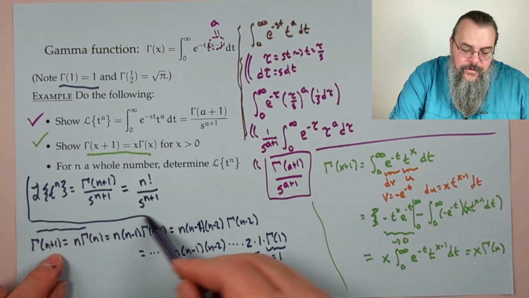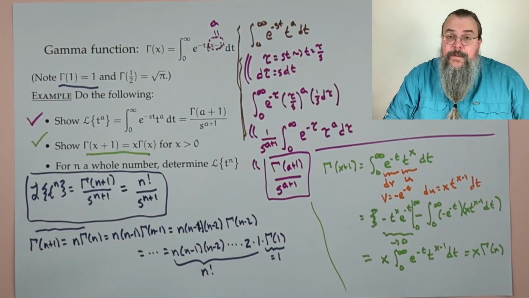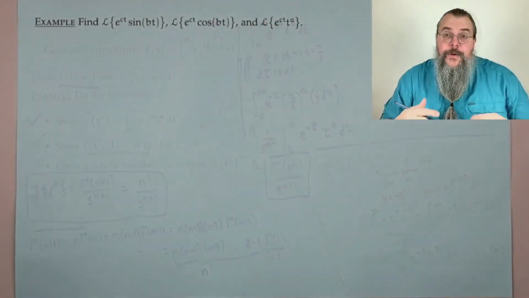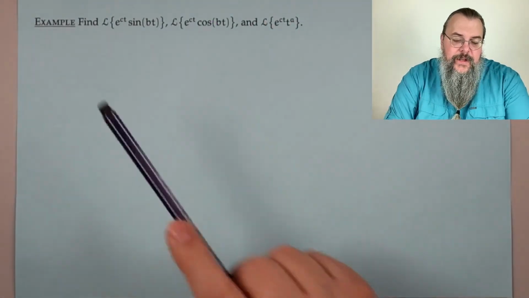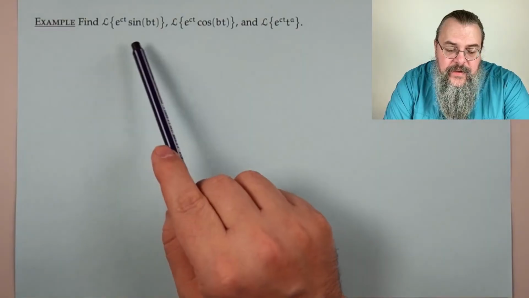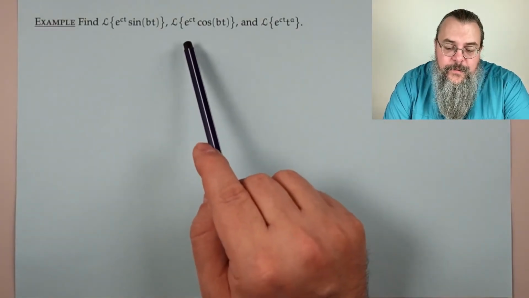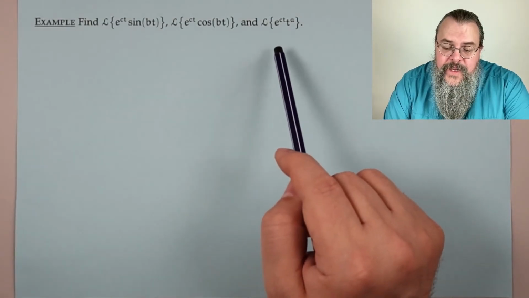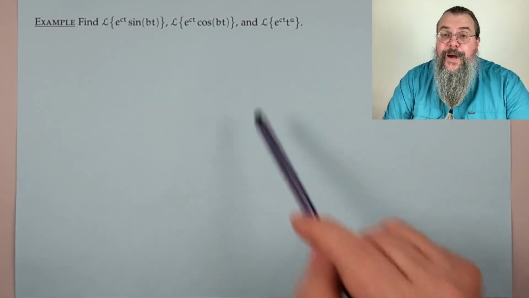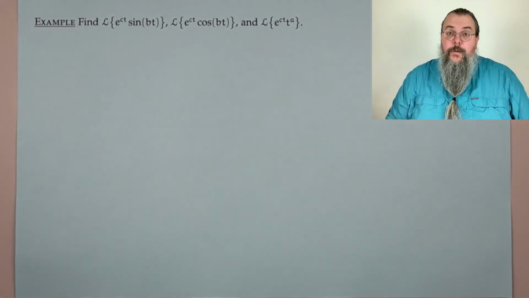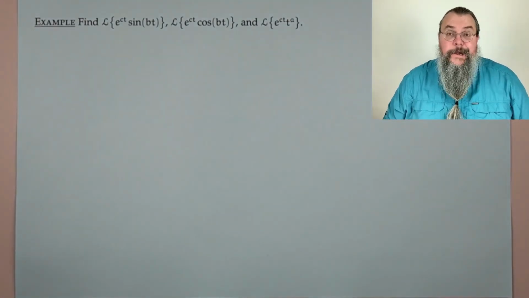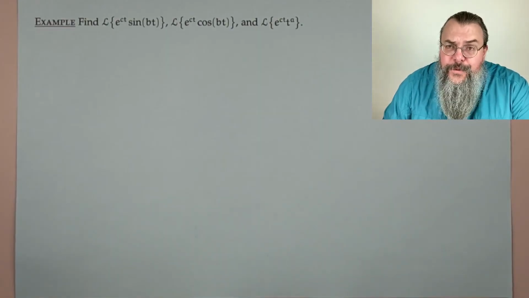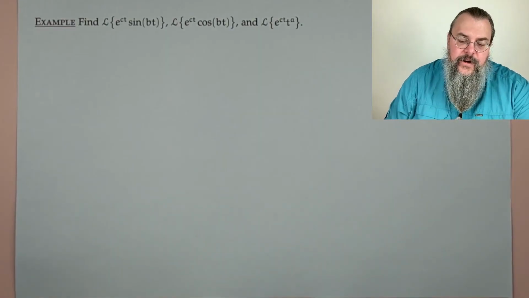So here we have another rule. So maybe let's take a moment and see what else we can say. Let's find the following. The Laplace transform of e to the ct sine bt, the Laplace transform of e to the ct cosine bt, and the Laplace transform of e to the ct t to the power a. Now you might be saying, whoa, that's asking quite a lot. Well, it is, but we have rules, right? So let's write down our rules.